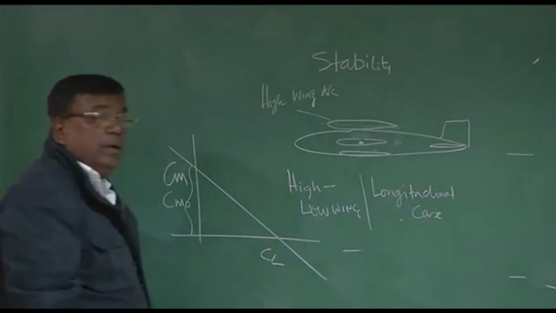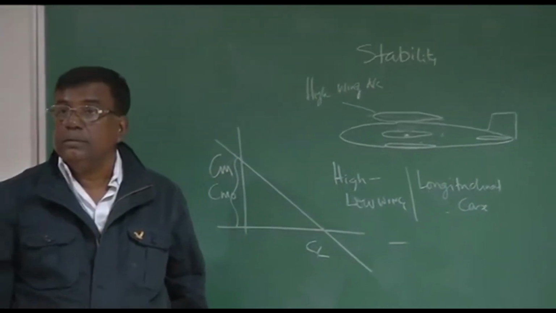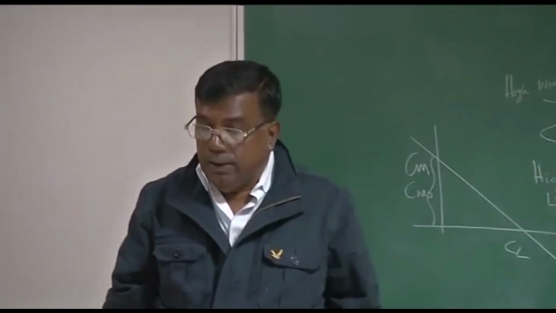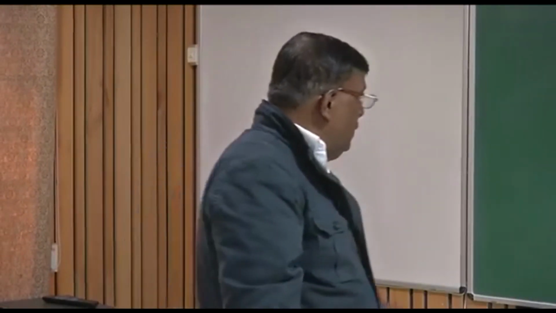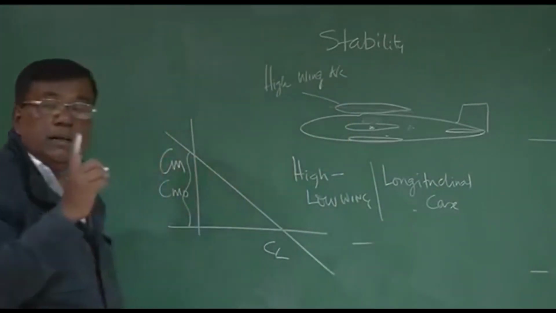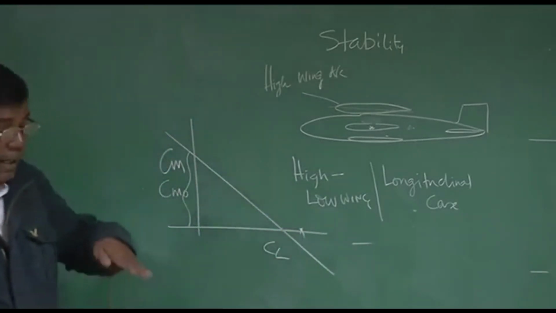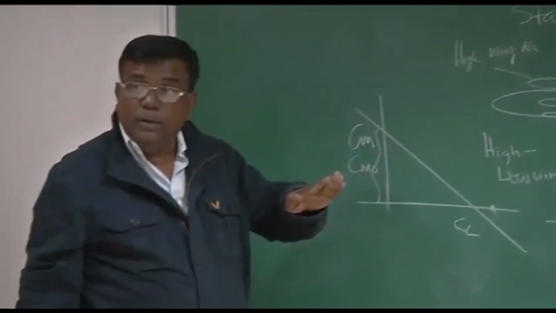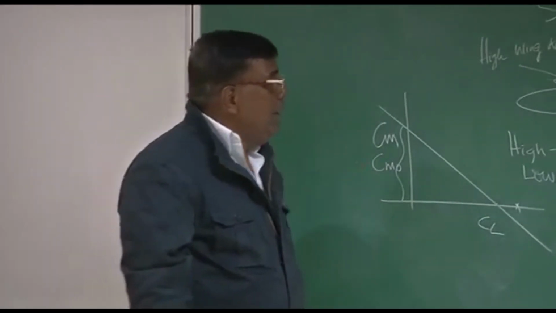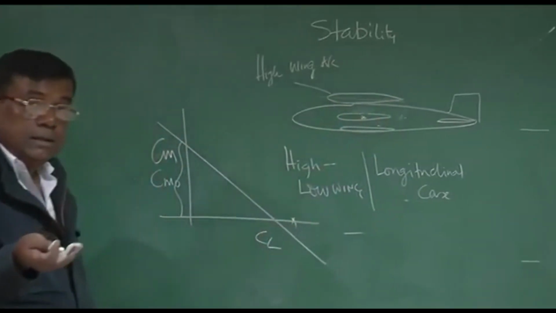Which one is more stable? That is the general confusion. High wing is more stable in the lateral directional mode, but we are talking about longitudinal. So do you understand what the catch is? See here, if there is an increase in CL because of a disturbance, suppose CL has suddenly increased, that means the angle of attack has suddenly increased because of a gust or anything. Then what will happen? The CL of this wing will increase.